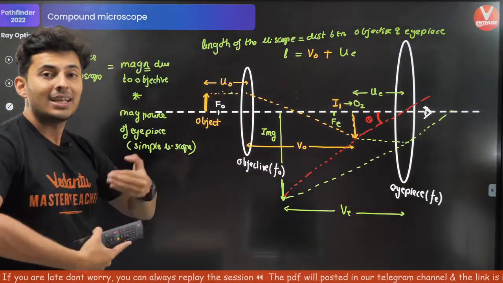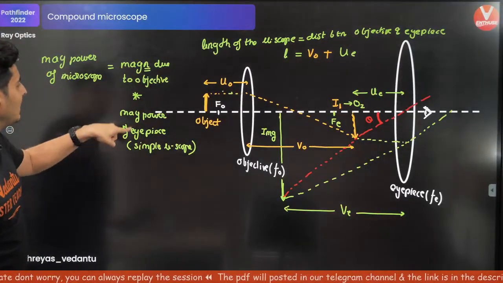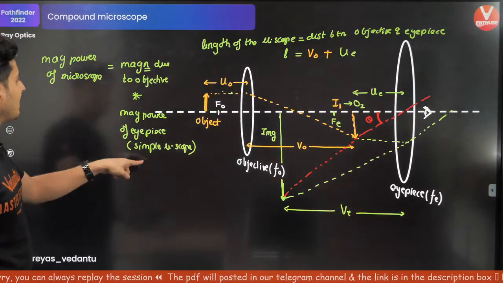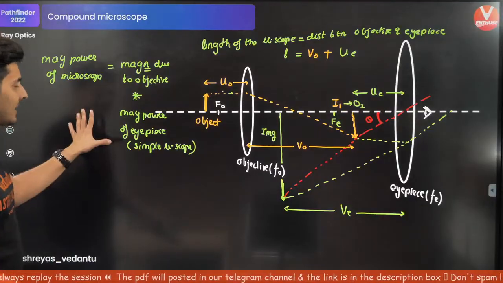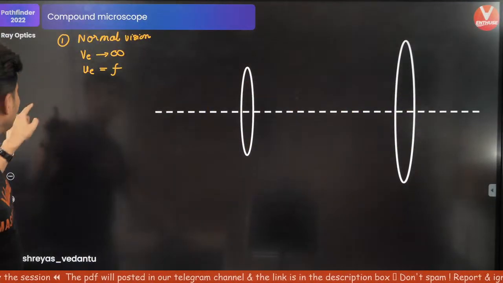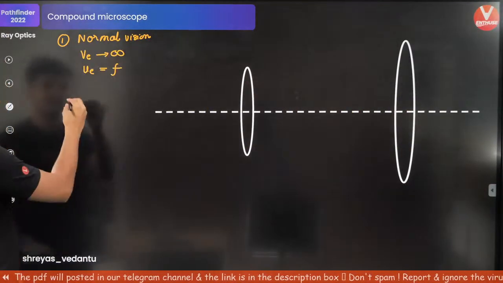That's it. So that you increase the magnification. You can see multiplication happening over here. Very, very important formula.